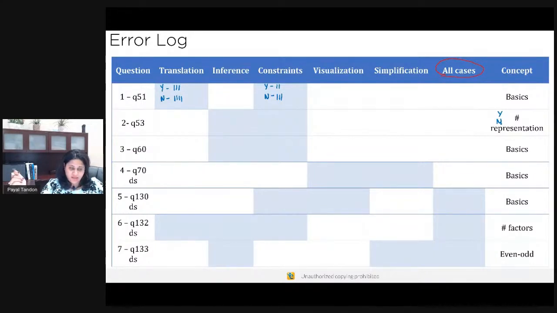We have not discarded the second possibility. Because of the second possibility, we multiplied by 2. So translating wasn't an issue over here. If you're saying translating was an issue, I believe what you mean is that you were not able to apply the number representation concept. You were not able to translate. So that is part of translating here.